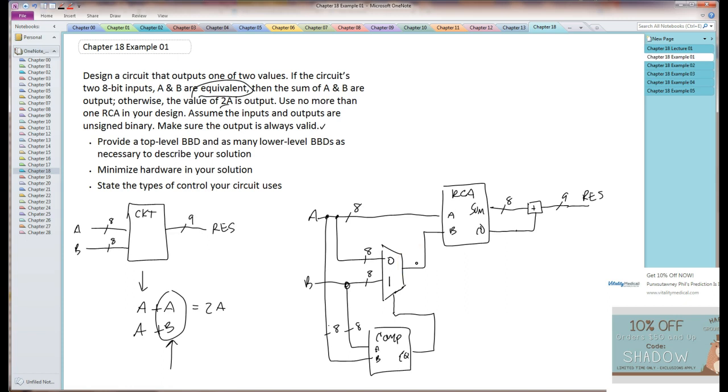I think essentially this is an issue of how this circuit is controlled. We have a decision being made there, and it's controlled by this signal right here, which is an internal signal. So this circuit is internally controlled. Now we are done.